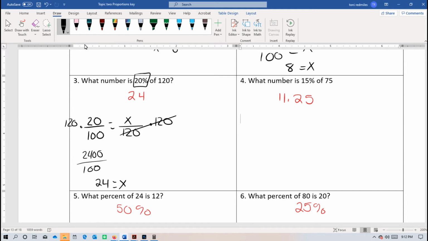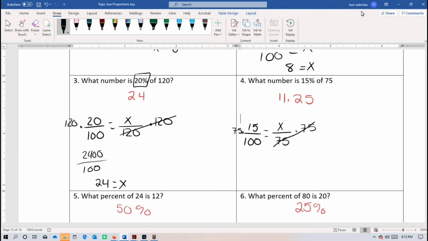Okay. What number is 15% of 75? Well, first let's put that percent ratio. The 15 is the part. 100 is the total amount the percent is out of. So what's the part here? I don't know. I know that it's a part of 75, so I know my total is 75. Those are going to cancel.